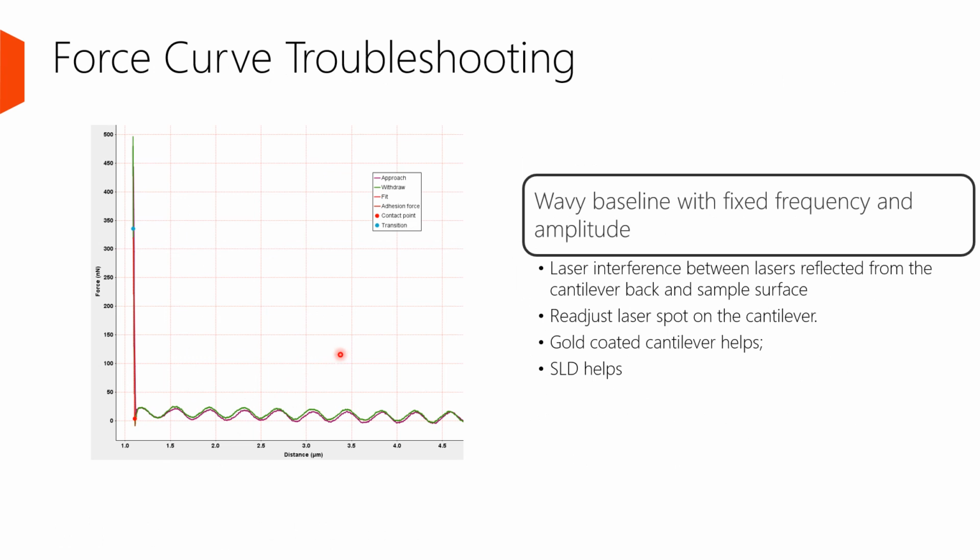So in these force curves, we can see a wavy baseline with fixed frequency and amplitude. It's typically due to the interference between the lasers reflected from the cantilever back and from the sample surface. So basically, there are two sources of laser collected at the photodiode detector. To avoid this, the most effective way is to readjust the laser spot on the cantilever.